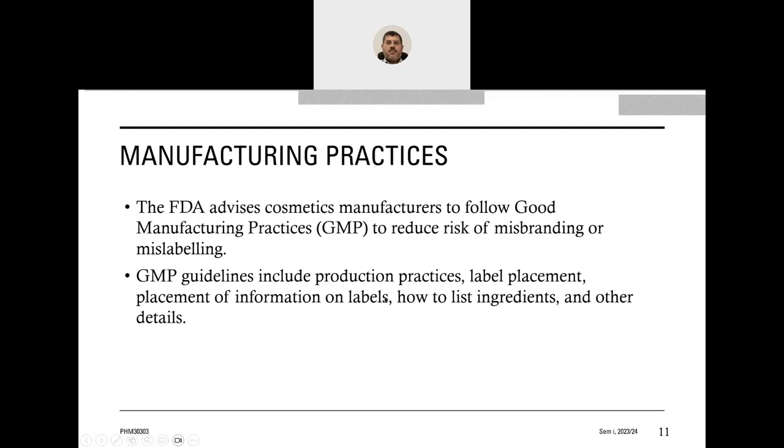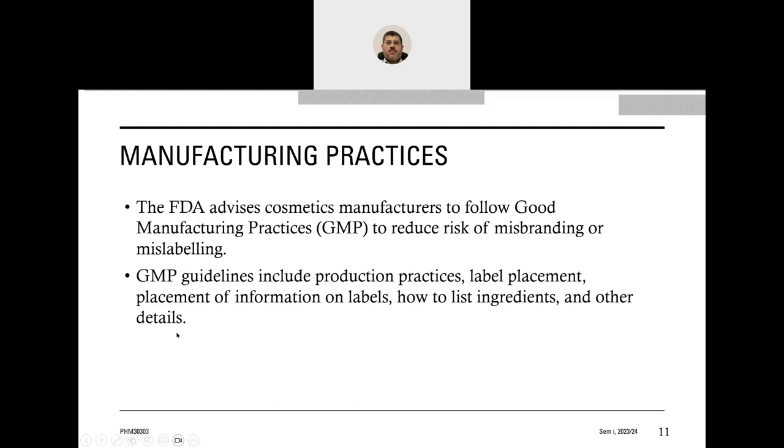When it comes to manufacturing of these products, it is a requirement or advised that the manufacturing plant should be GMP certified. So manufacturing should follow GMP manufacturing practices in order to reduce the risk of misbranding or mislabeling. GMP guidelines include, as you know, production practices, label placement of information on labels, and how to list ingredients and other details.